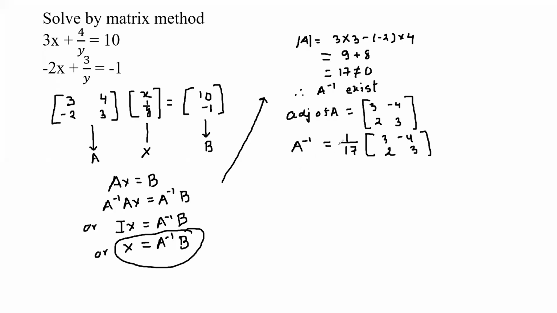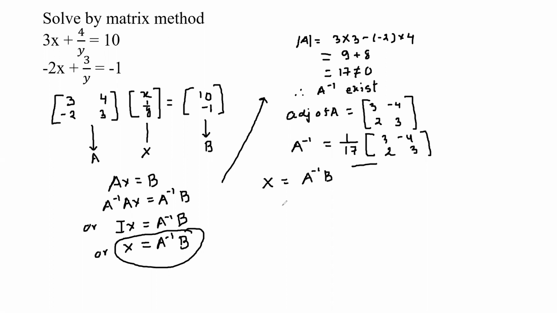Okay, here we found A inverse. I just told you already, do not multiply this matrix by 1 by 17. Just let it be as it is. Now let's find the unique solution of x here. We know x is equal to A inverse B.